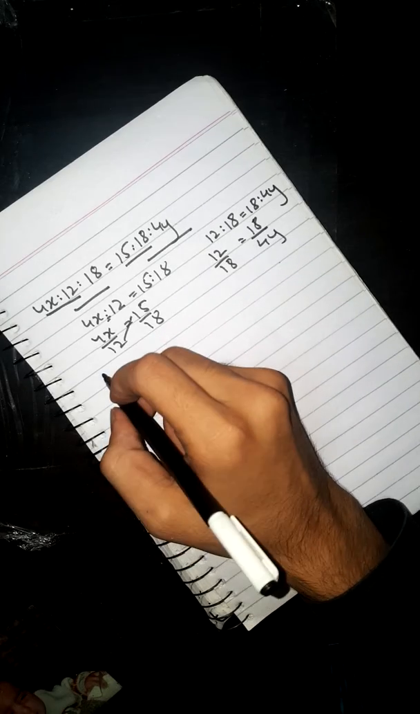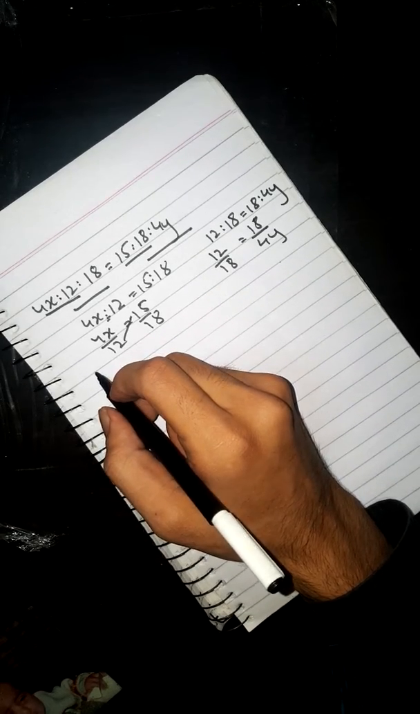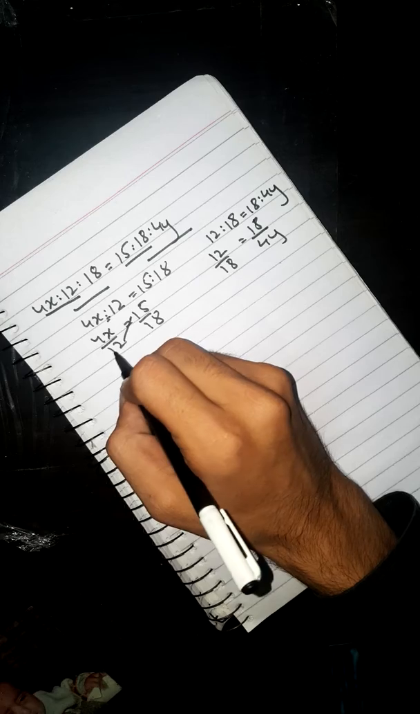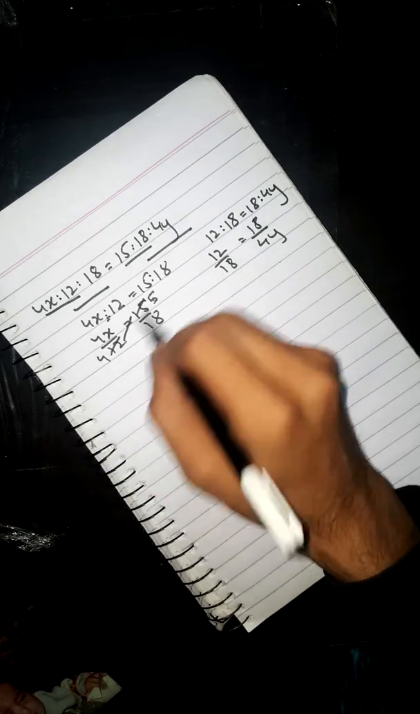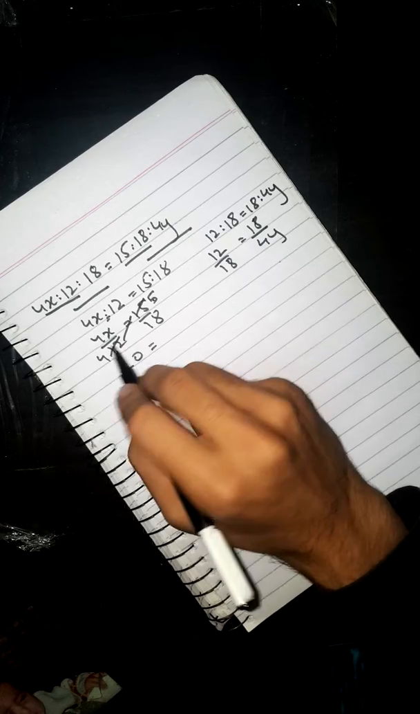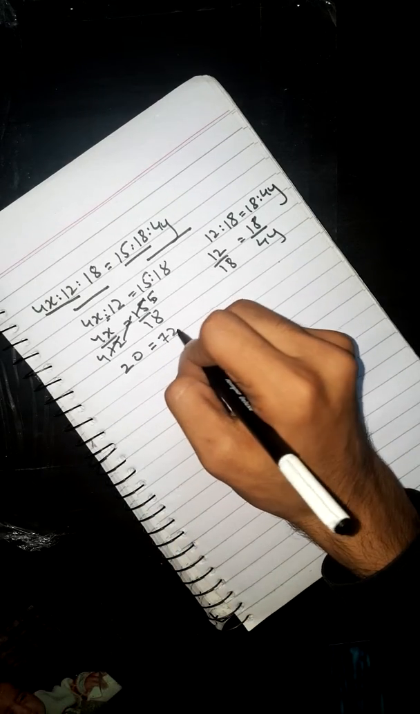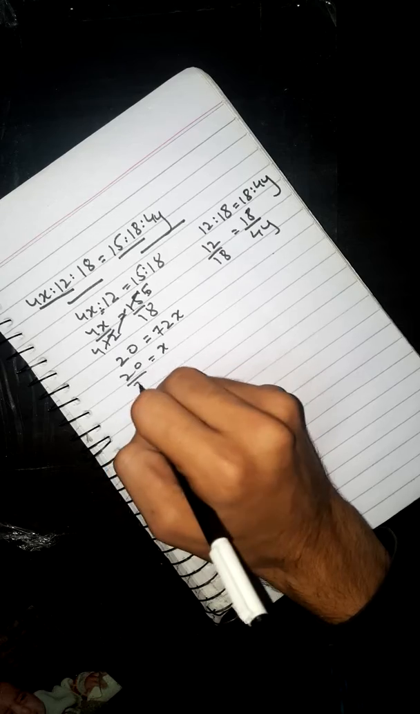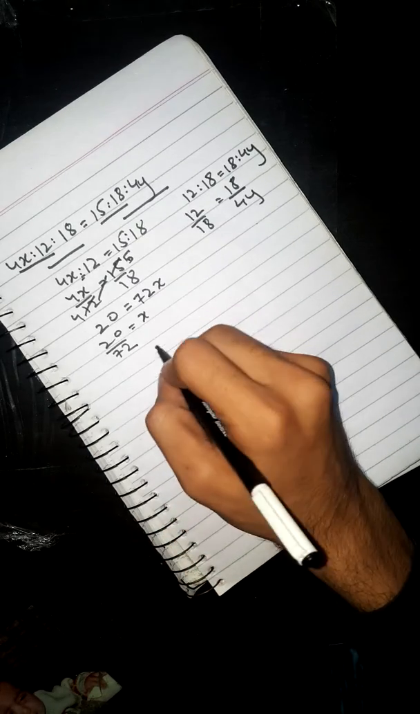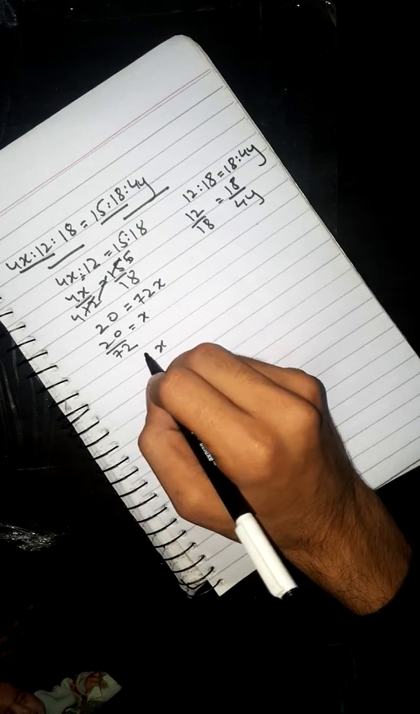Fifteen times 12 will give us, why not we just simplify it? 3 times 4 and 3 times 5. So 5 times 4 is equal to 20, is equal to 4 into 18. That is 72x. So x is equal to 20 over 72.